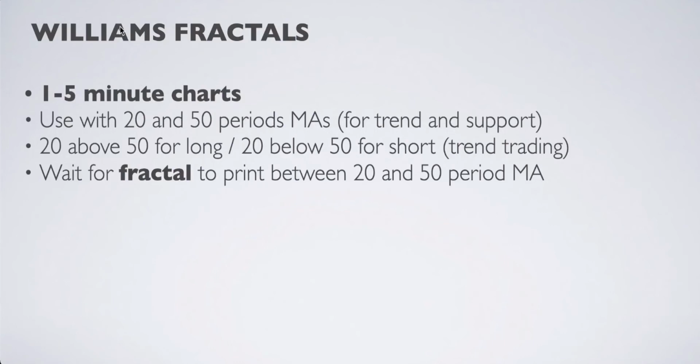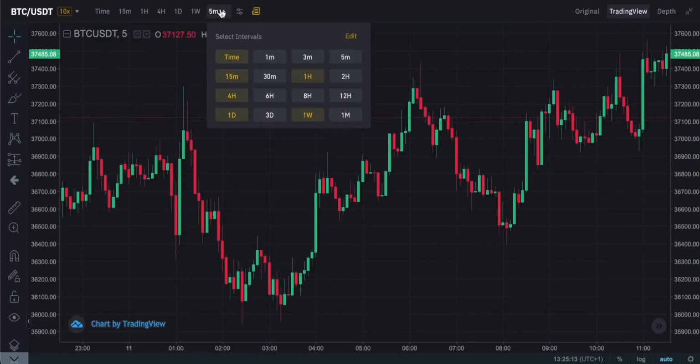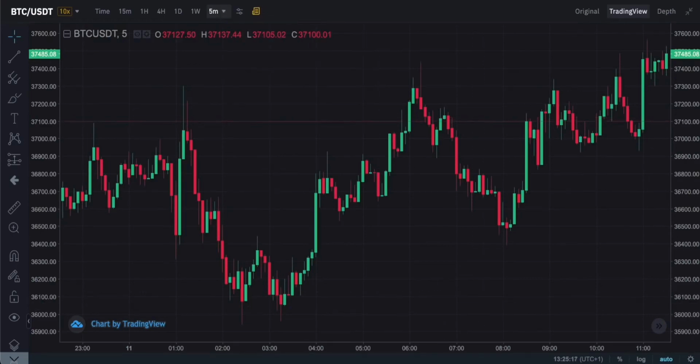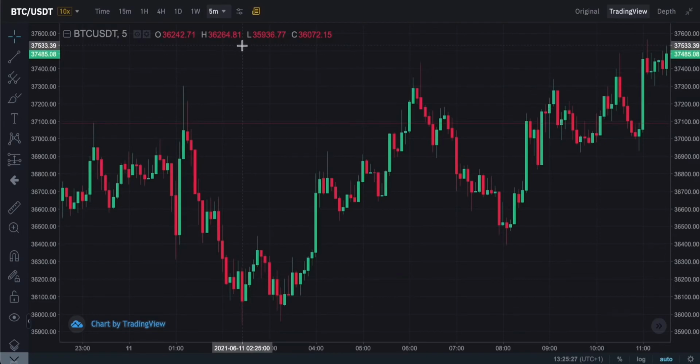Firstly, we come to the chart. So a 1 to 5 minute chart is fine here. I'm going to use the 5 minute chart once more, but again, you can choose the timescale that you like best. Now what we have to do is implement both the 20 and 50 period moving averages, and these are going to be the trend that we're going to look at.